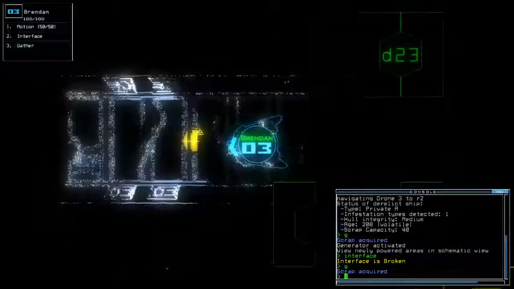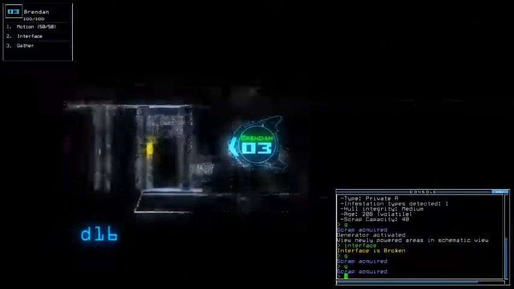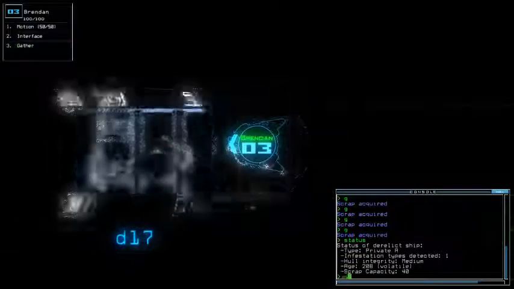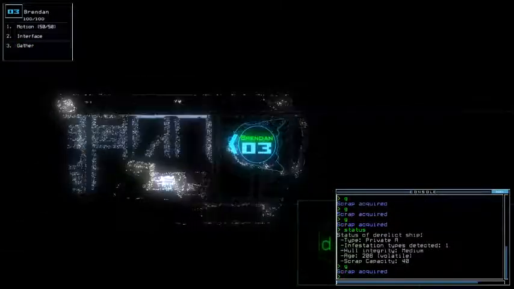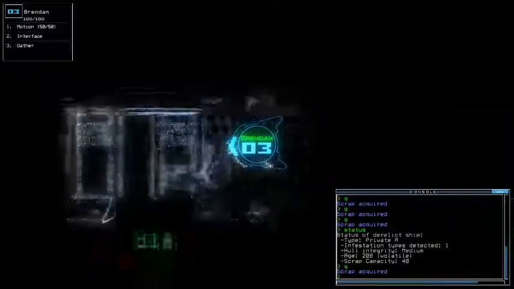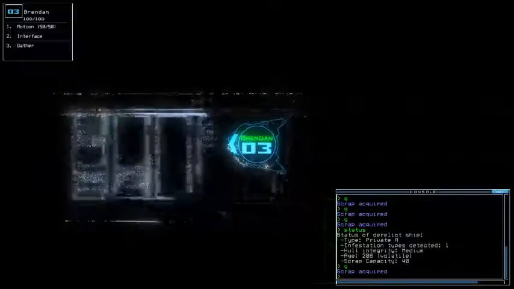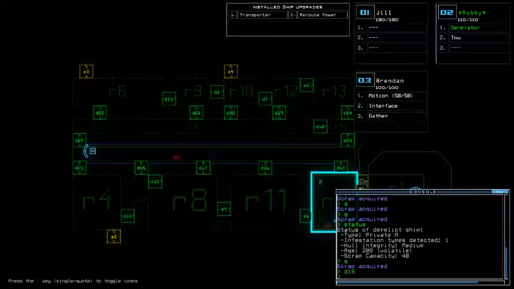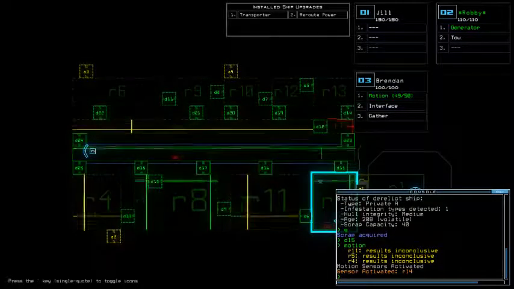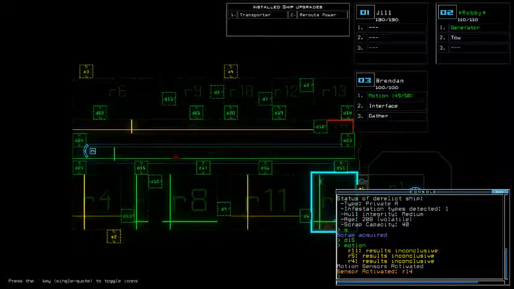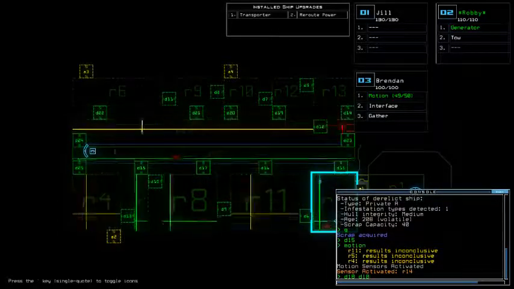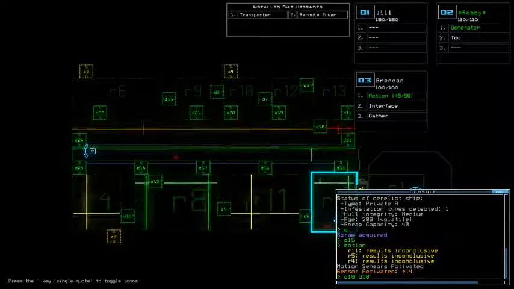Okay, swarm. Crap. I already found two. Broken interface as well. I was talking about the swarm positioning. Okay, so apparently both room 5 and room 14 has them. Gonna do that after this.